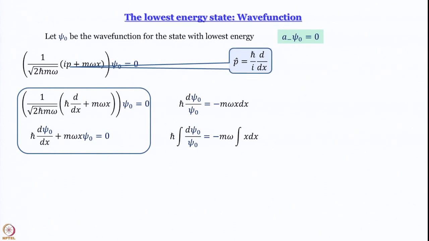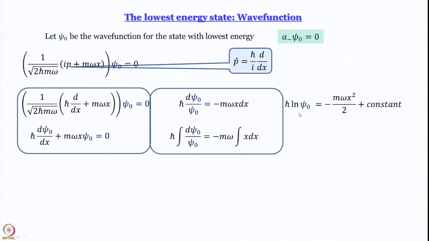What is d psi 0 by psi 0? Everybody knows it is ln psi 0. What is integral x dx? It is x square by 2, and let us keep it indefinite for the time being. So, we will get h cross ln psi 0 minus m omega x square by 2 plus some constant of integration.